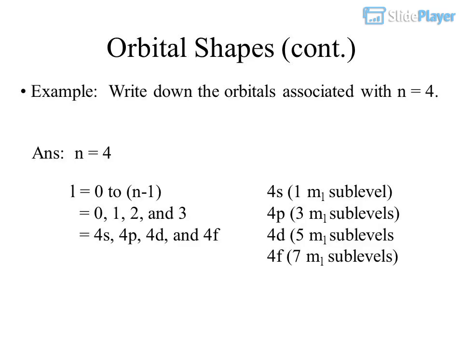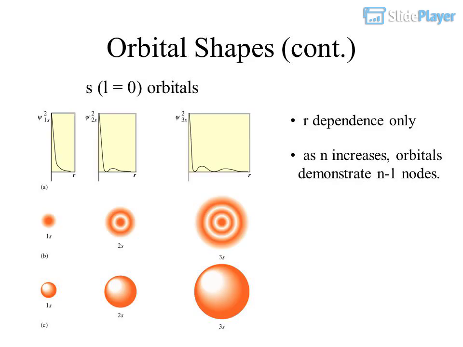Example: write down the orbitals associated with n equals 4. For n equals 4, l equals 0 to n−1, which is 0, 1, 2, and 3, giving 4s, 4p, 4d, and 4f. 4s has 1 m_l sublevel, 4p has 3 m_l sublevels, 4d has 5 m_l sublevels, and 4f has 7 m_l sublevels.